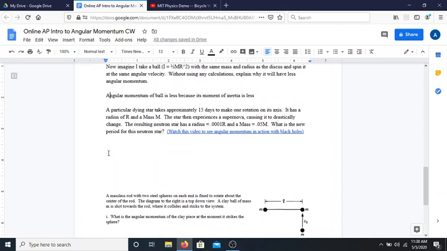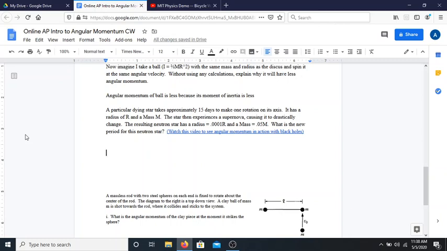And it happens pretty much all the time in the universe. So let's say I have a dying star, and it takes approximately 15 days for it to make one rotation on its axis. Now that star has a radius r and a mass m. Now the star goes supernova, which means it explodes, and it causes a drastic change in how the star is going to look.